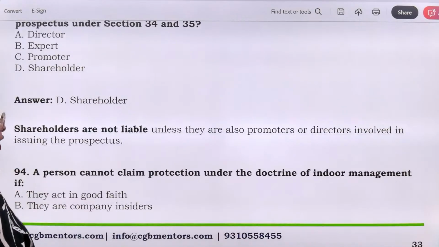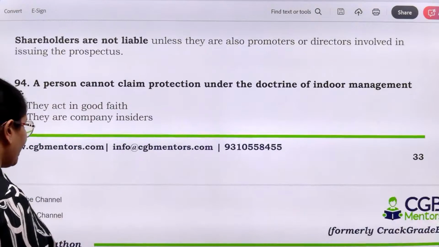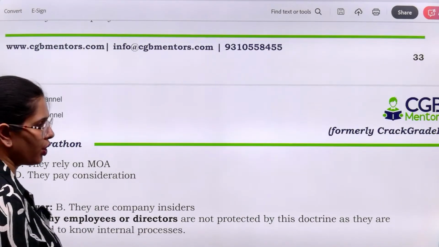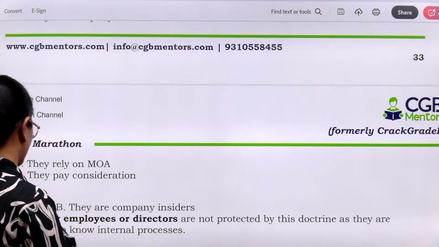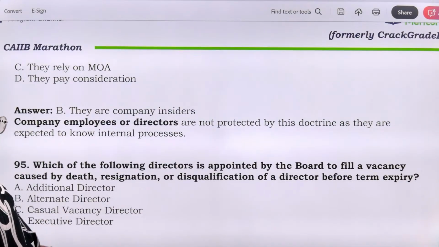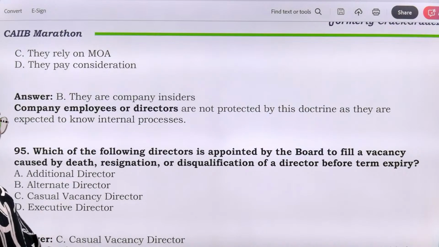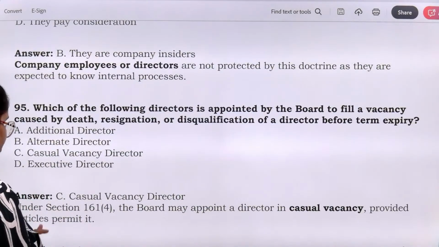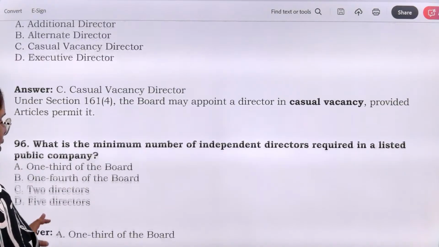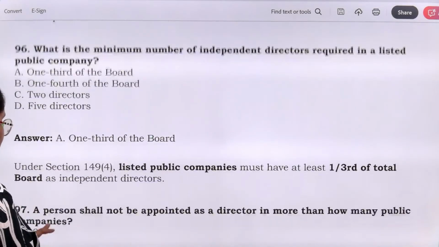A person cannot claim protection under doctrine of indoor management if they are company's insiders. You know what is going on in the company, so you cannot have this protection. Now, which of the following directors is appointed by the board to fill a vacancy caused by death, resignation or disqualification? So, casual vacancy directors. What is the minimum number of independent directors? So, 1/3 of the board, it is required in the listed companies.